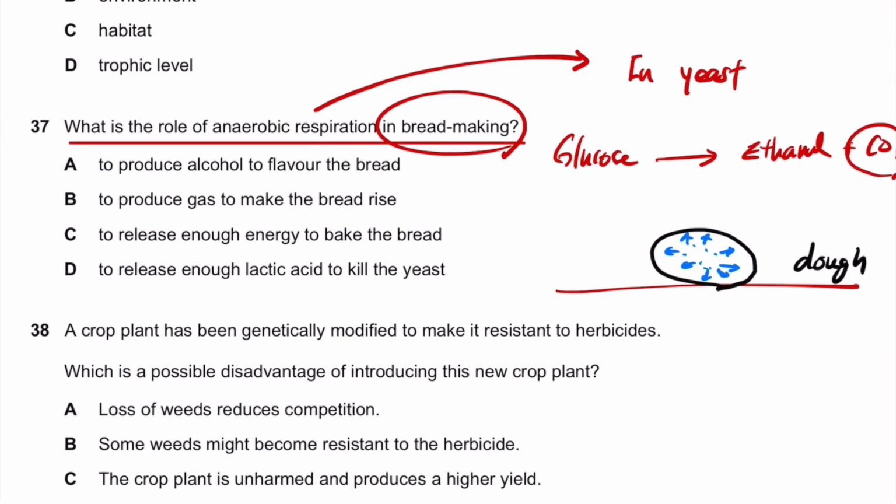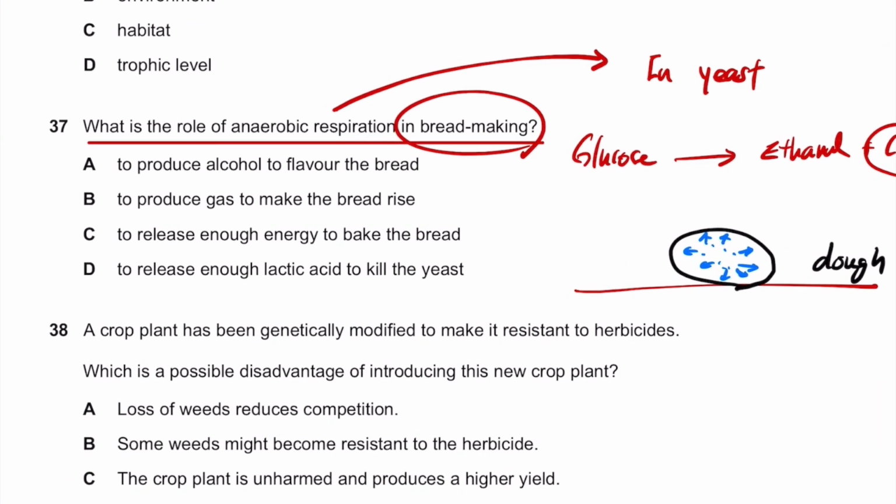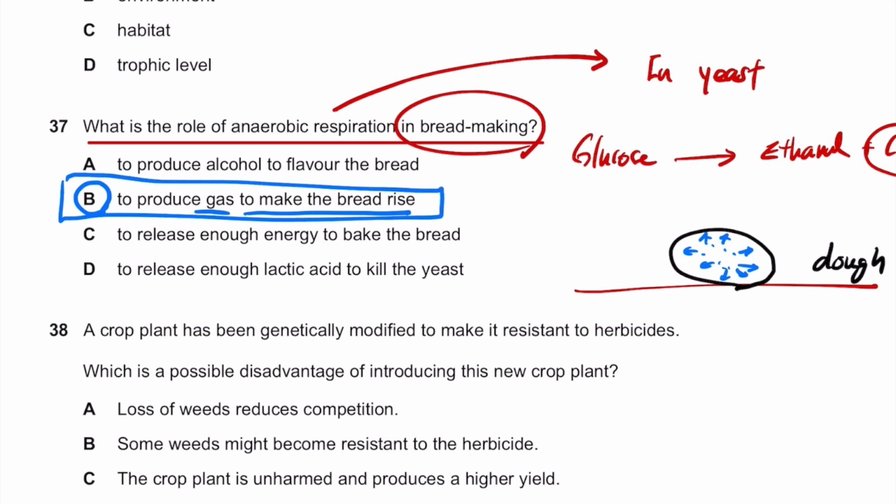So yeast is used to make bread because they form CO2, the gas, to make the bread rise or expand. That's why we see all sorts of many holes within bread. Okay, so 37 is B. All good.